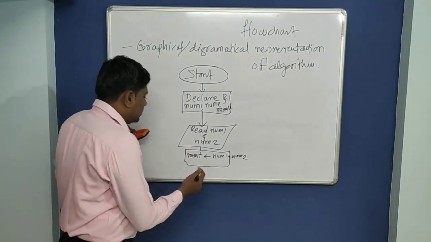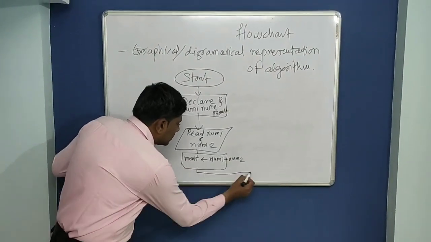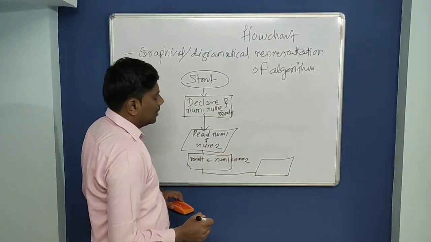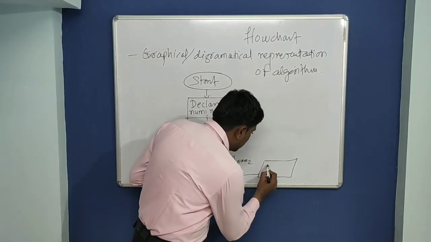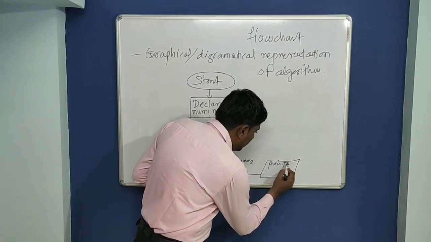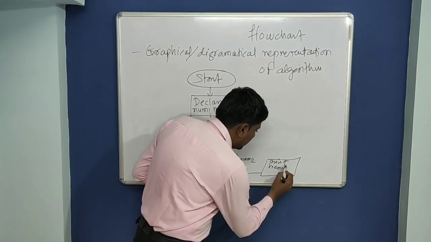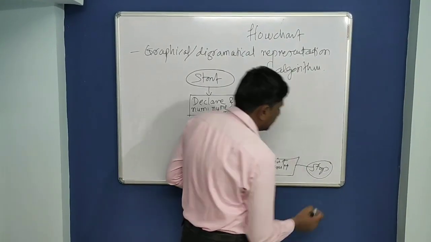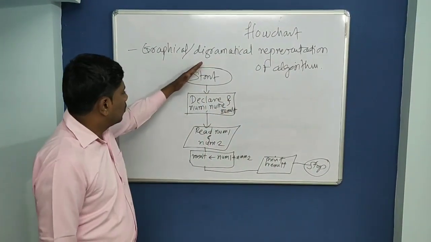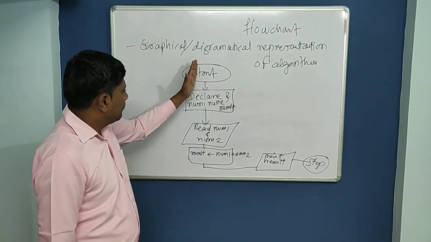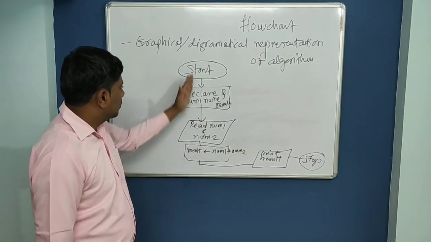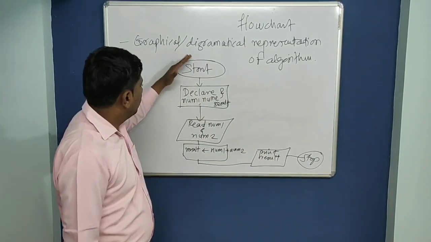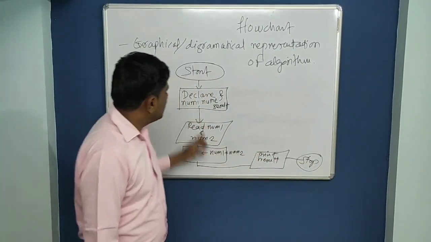And after this, you need to display the result. So you need to print the result, and the last step is stop. So the flow of logic will go from start to stop with this sequence.